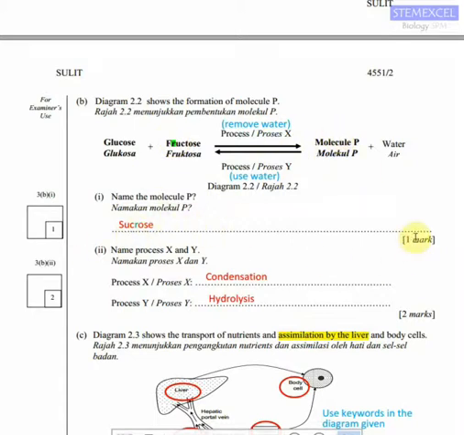You have already answered this part here. So what is the process here and here? The process that produces water at the end of it will be known as the condensation process, and the process that uses up the water and breaks down the product using water will be hydrolysis. So remember, the process that produces a water molecule is easier to remember as condensation, and if you use the water to break down your molecule, this will be known as hydrolysis.